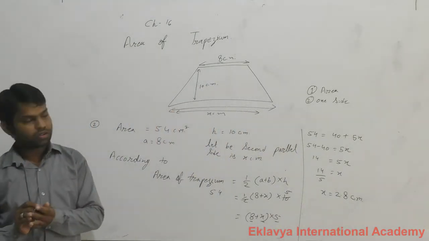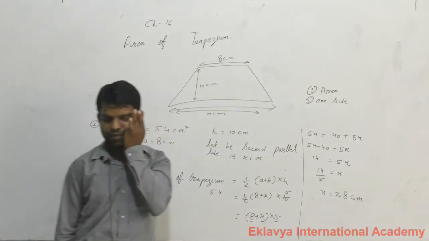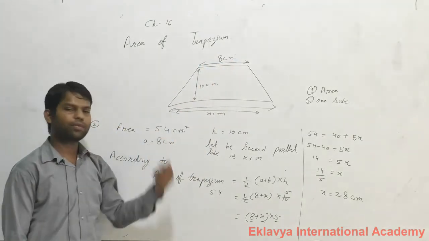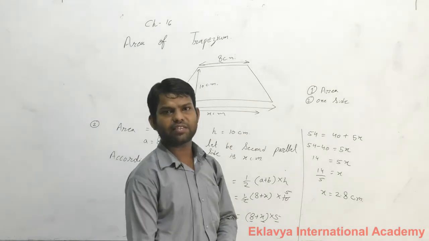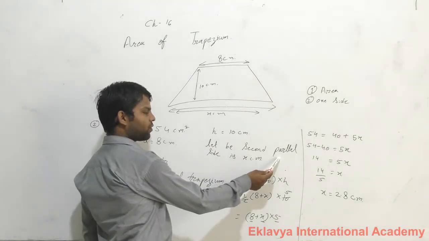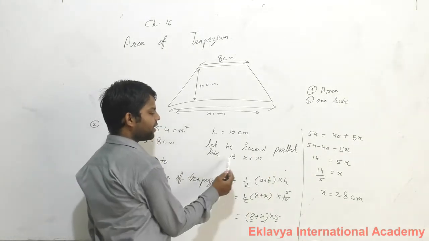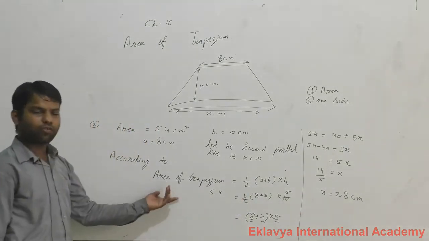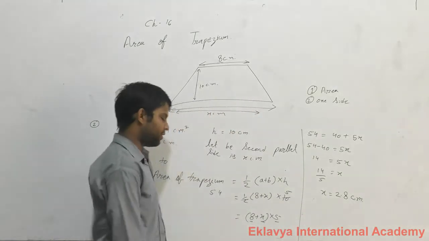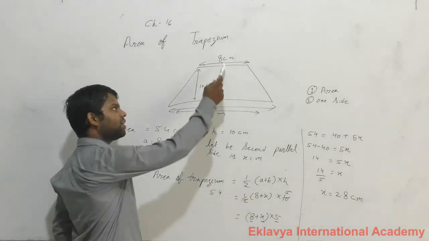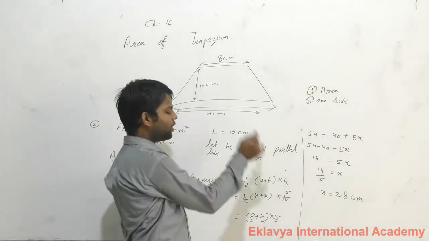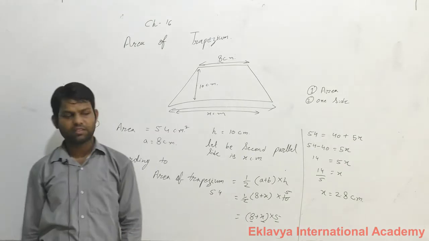Understand? So the second type of question in area of trapezium is that one side is not given, height is given, one side is given, and area of trapezium is given. We want to find the second side of the trapezium. Then first we assume that the second side of the trapezium is x centimeter. Then according to formula, area of trapezium half bracket a plus b multiply by height, half as it is, value of a is 8 centimeter, value of b is x centimeter, and height of the trapezium is equal to 10 centimeter.